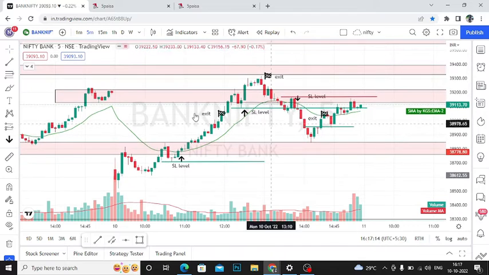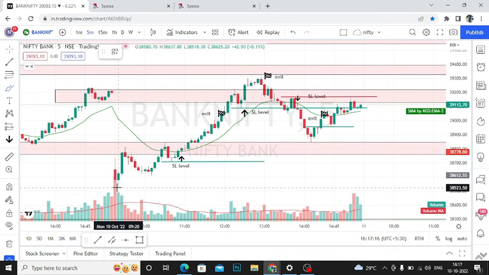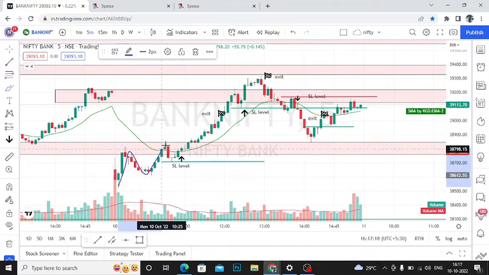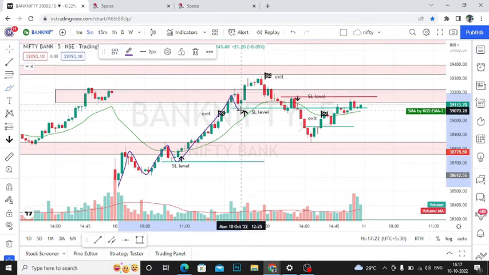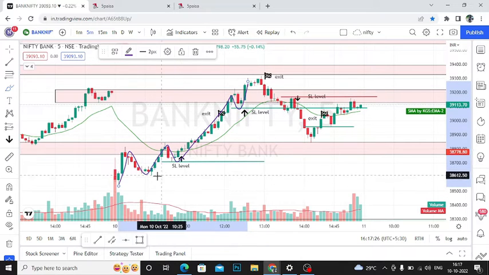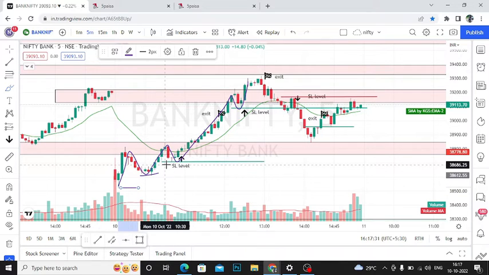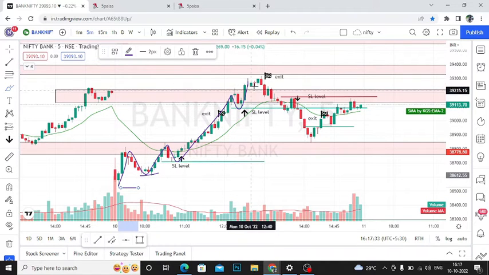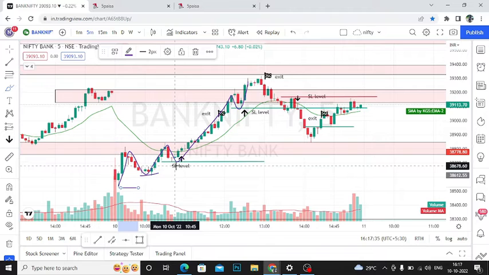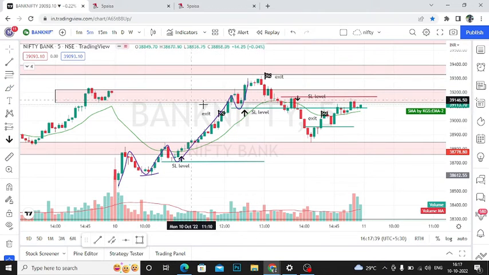So it hasn't broken any potential swing lows to turn the market into the downside.